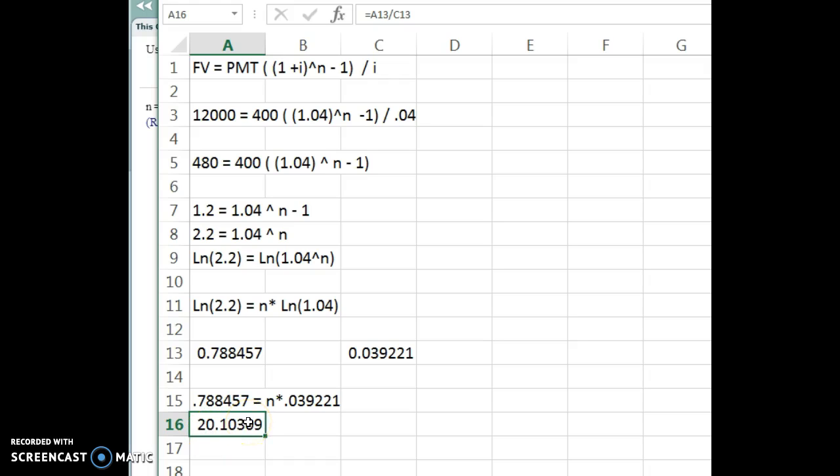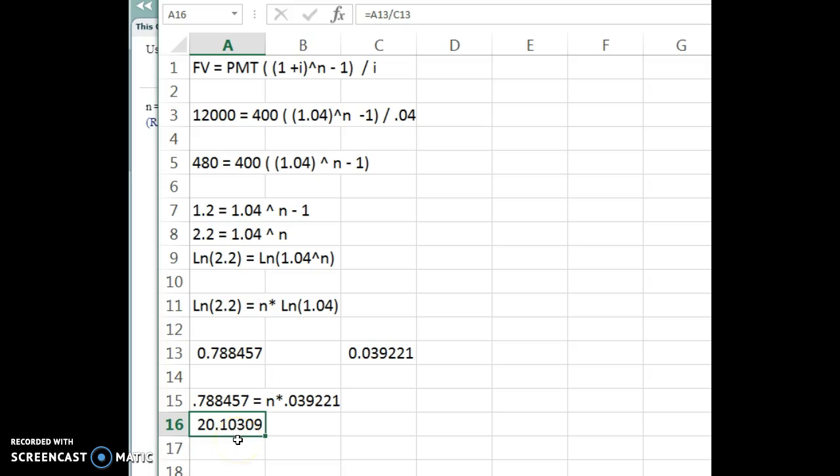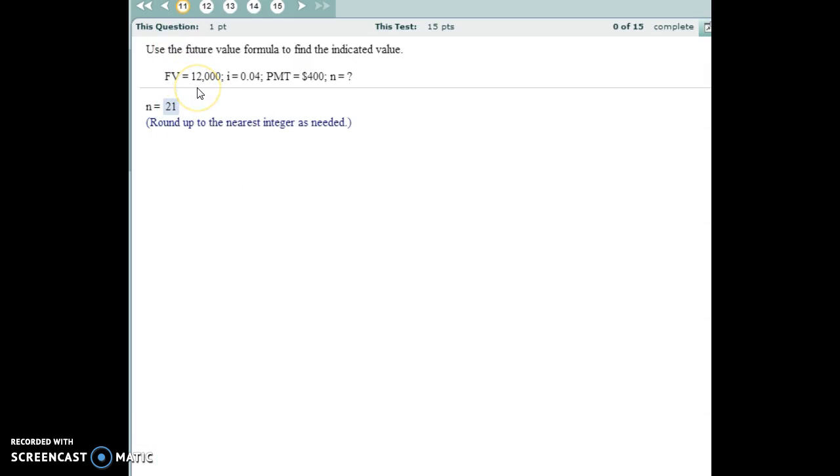And you get this. So the answer is actually 21 because we're looking for the value n, which is the number of payments, the number of payment terms we need to make to get that future value of 12,000. And from our calculations, 20 won't be enough. It'll take more than 20. So then by default, we have to go up to the next whole number. After that 21st payment, we'll have at least the future value that we want of 12,000.